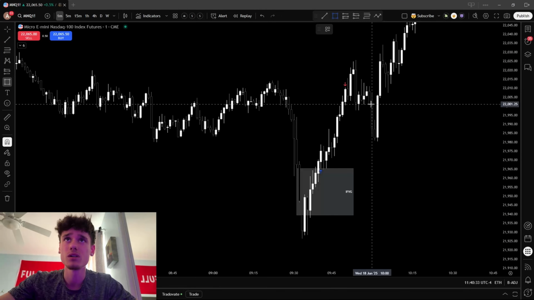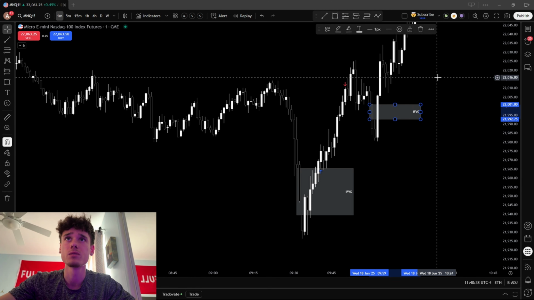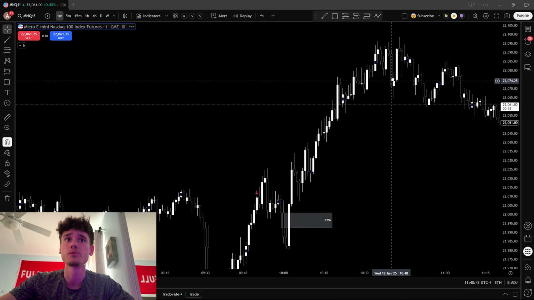And just to give you another quick example, we have an inversion fair value gap right here once again. We close down, full breakthrough, and continue our uptrend.